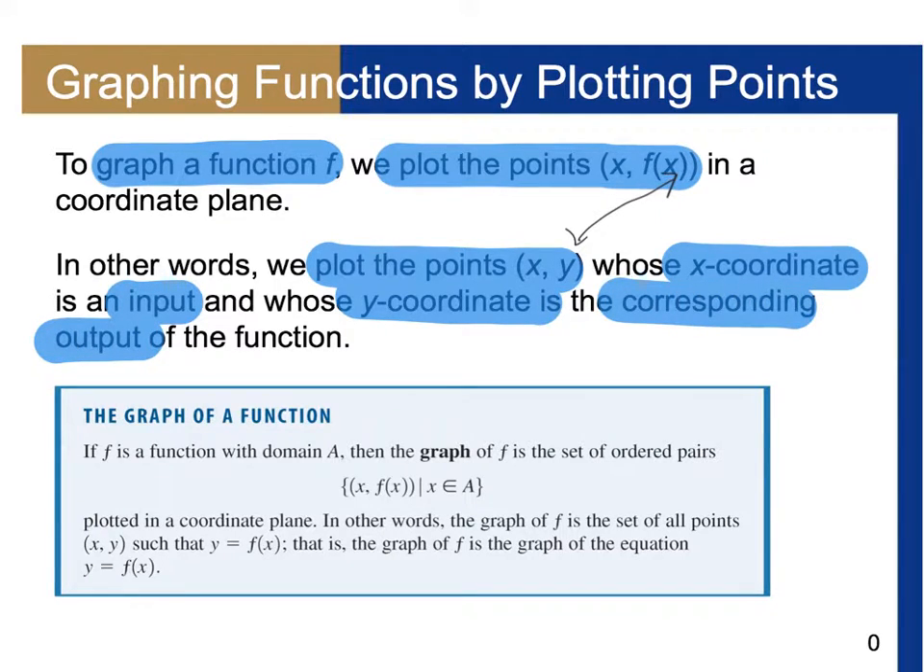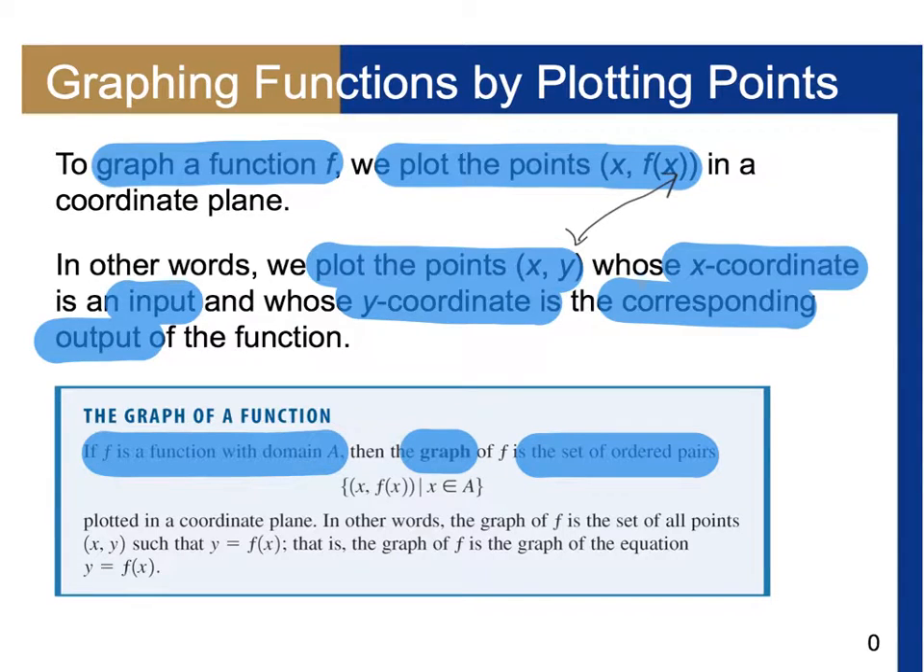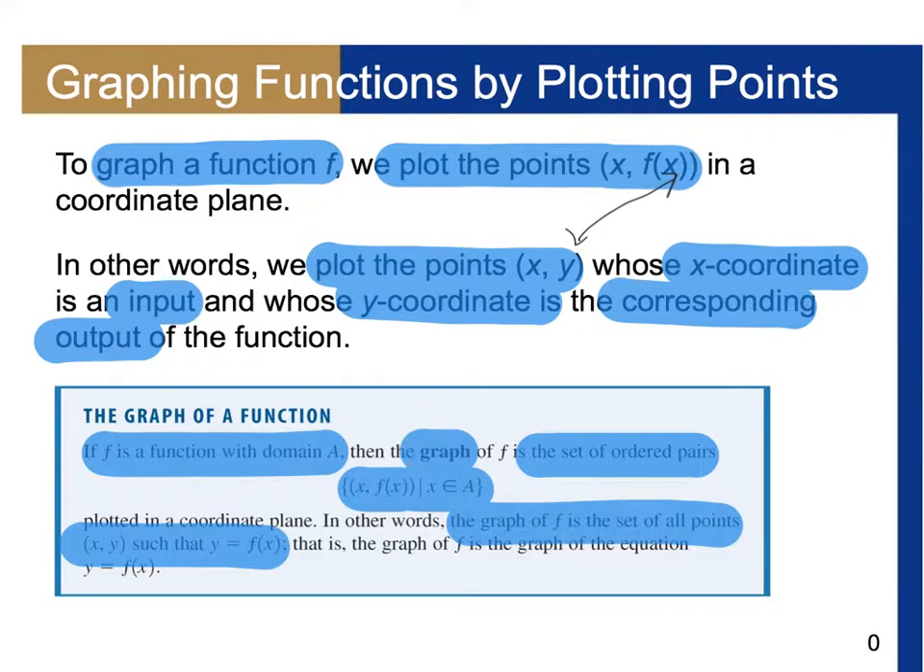Okay. So if f is a function with domain A, then the graph is the set of ordered pairs x, f of x. So the set of all x, y's, such that x is part of our domain. In other words, the graph of f is just the set of all points x, y, such that y equals f of x, or that f is the graph of the equation. So we're basically trying to get a picture of all the points by plotting strategic points to get an idea of what it looks like.